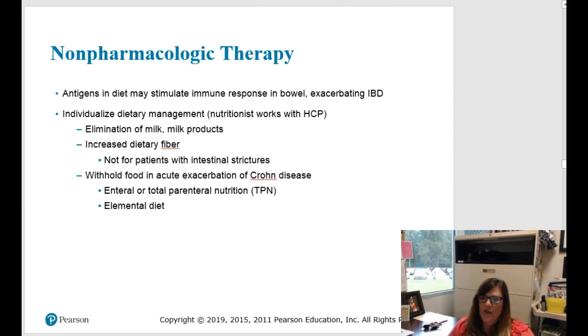Non-pharmacologically, we think that there may be some antigens in the diet that stimulate an immune response in the bowel and make inflammatory bowel disease worse. So they can try to work with a nutritionist who's working with the healthcare provider to see what those triggers might be for them. It might be milk or milk products. It might be increased fiber. If a patient has strictures, that's not a good option for them. If they're having an acute exacerbation of Crohn's disease, they may have to not have food for a while, maybe on TPN or an elemental diet.